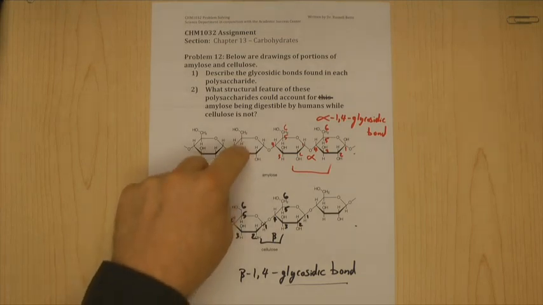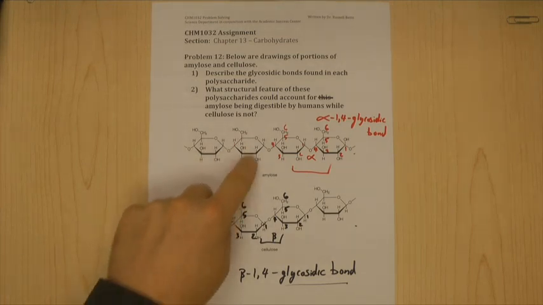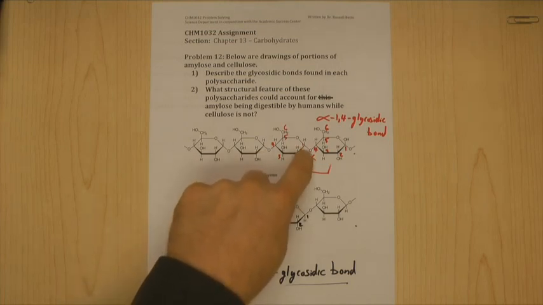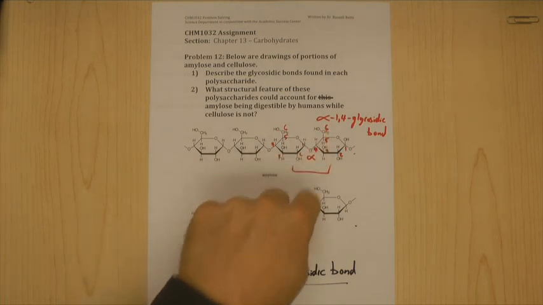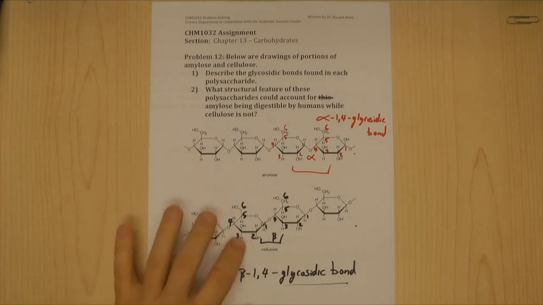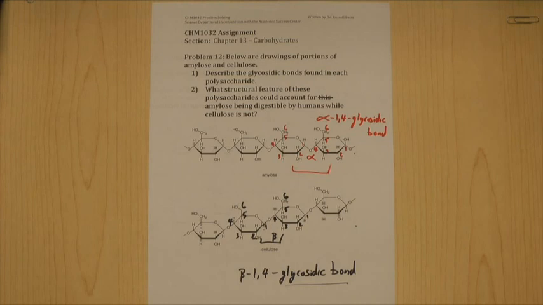And the only difference between here and here is the direction of that bond. In amylose, the glycosidic bond is alpha, pointing down. In cellulose, the glycosidic bond is beta, points up. That's the only difference, but that's all it takes to make the enzyme that digests amylose not even recognize cellulose. I think that's pretty cool.